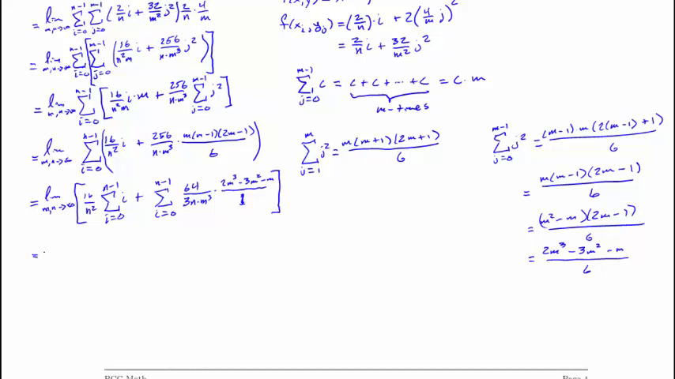So this equals the limit as m and n go to infinity of 16 over n squared times. Now the sum from i equals 0 to n minus 1 of i, this equals n minus 1 times n over 2. And so we can plug that in for the sum of i.